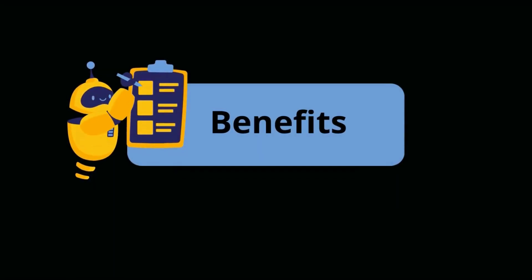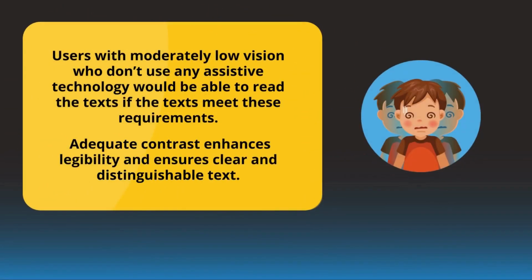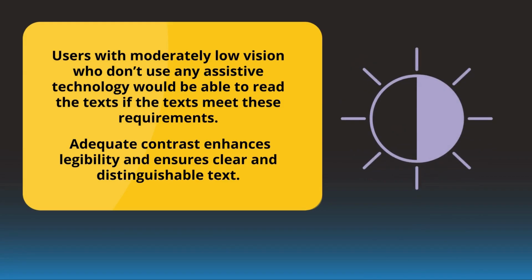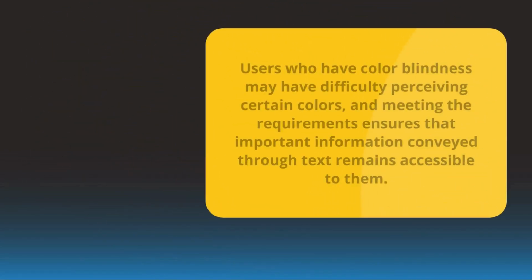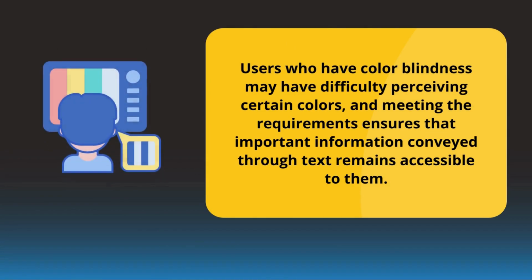These requirements benefit two main groups of users. Users with moderately low vision who don't use any assistive technologies would be able to read the text if the text meets these requirements. Adequate contrast enhances legibility and ensures clear and distinguishable text. And users who have color blindness, who may have difficulty perceiving certain colors, meeting the requirement ensures that important information conveyed through text remains accessible to them.